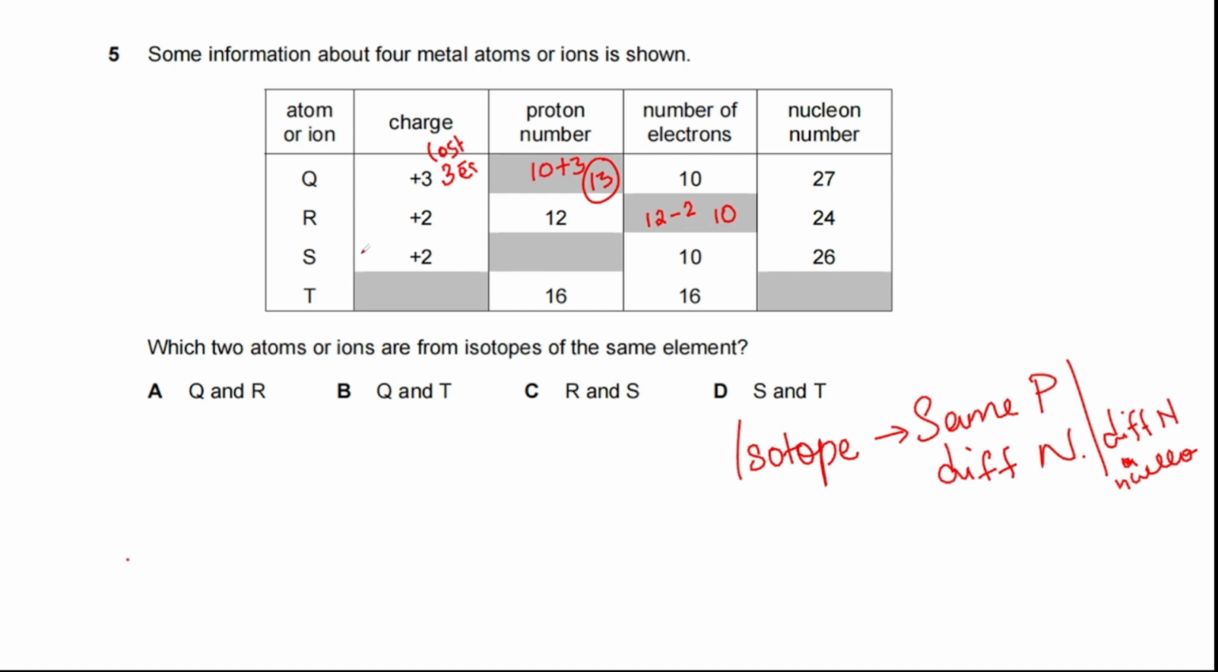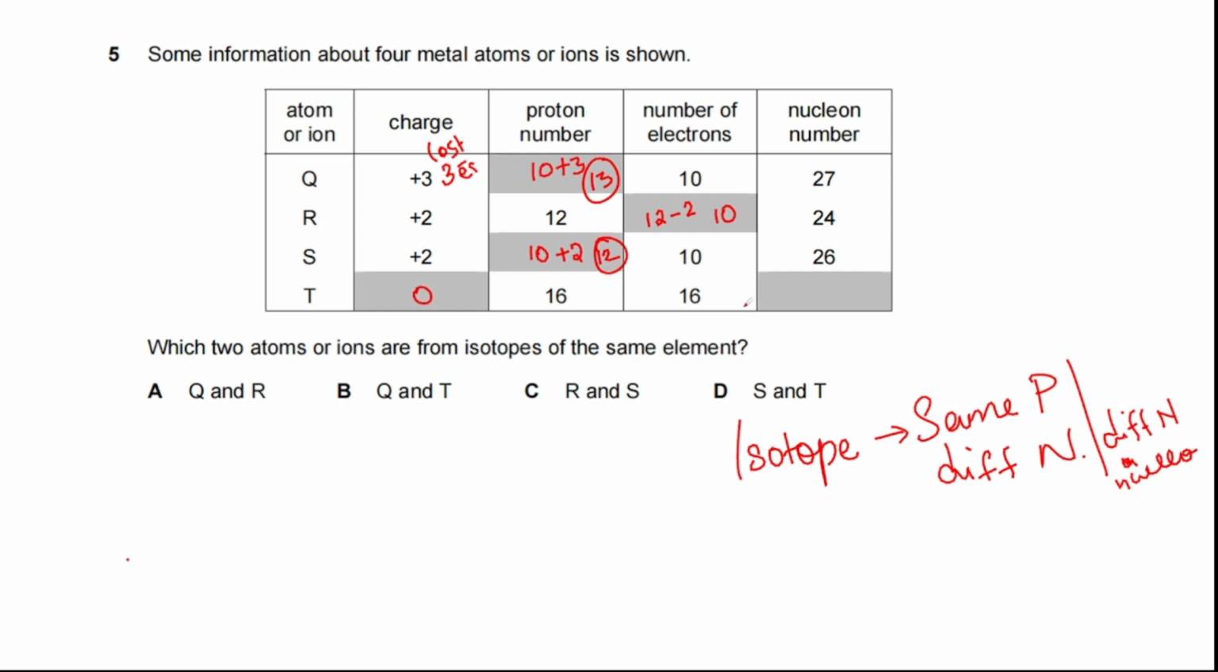And for the atom S, the charge is +2, the proton number is not given, the number of electrons is 10. So now the number of electrons is 10, but after losing the 2 electrons, right? So it has the same proton number, which is 12. And from this one also you could see the options are of 2. For the atom T you can find the proton number and the electron number is the same, which means that the charge is 0.